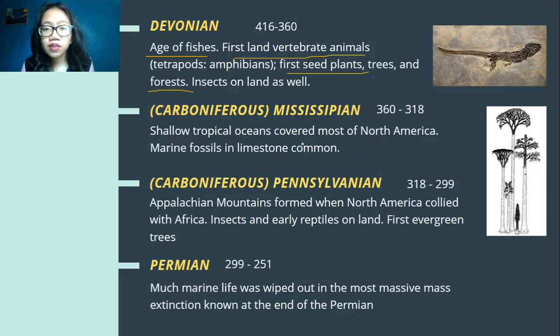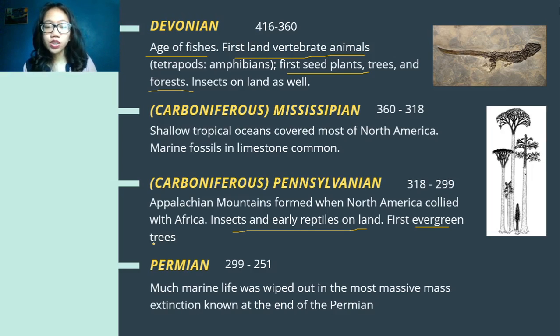Okay, then we have your Mississippian. During the Mississippian, you have shallow tropical oceans. Okay, then marine fossils in limestone are also common. Pennsylvanian. Okay, insects and early reptiles developed during the Pennsylvanian, and then you have your first evergreen trees.